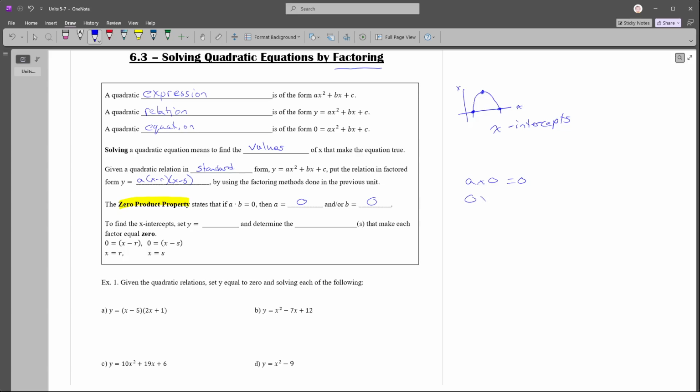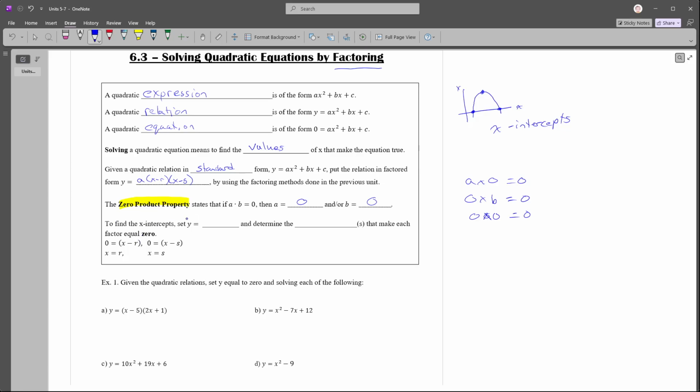If I have 0 times anything, I'm going to get 0. And of course, 0 times 0 is also equal to 0. So one or both of those things must be equal to 0 for the result to be 0. How is this helpful? Well, what we're going to do is find the x-intercepts.